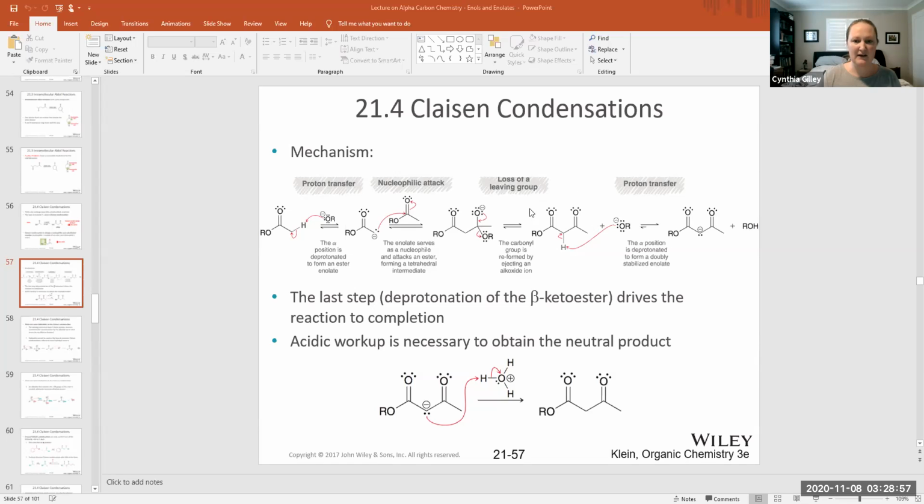Again, the pKa of the acid is about 9 to 10. The pKa of the alcohol, which is the conjugate acid, is about 16 to 17. So that's a strong enough difference in pKa where the reaction will be very product favored. So we don't want to isolate this because this is not neutral. So that's where the acidic workup comes in. At the end of the reaction, we need to do an acidic workup, which will reprotonate the alpha carbon, giving us this neutral beta keto ester product.